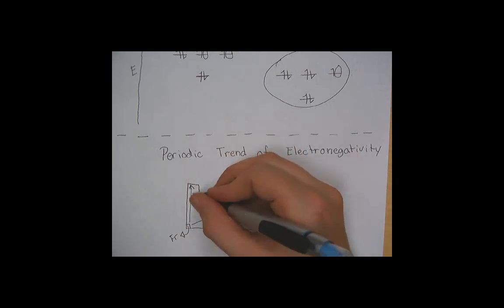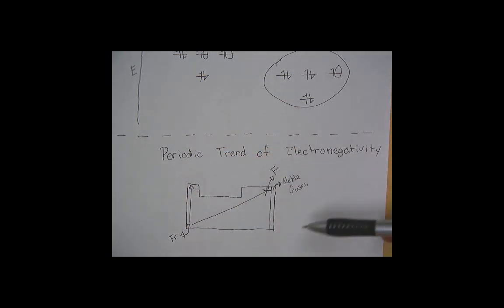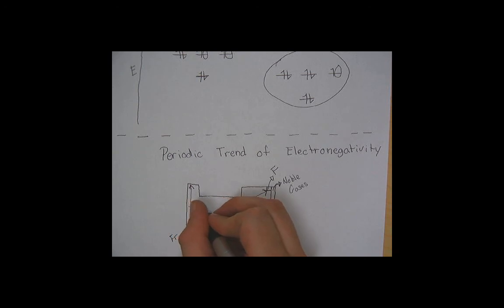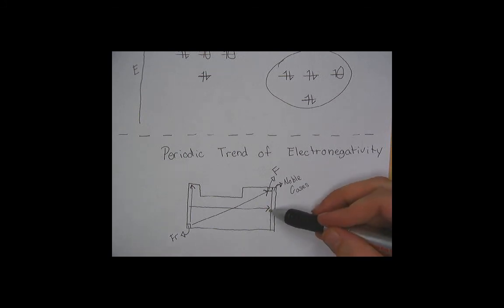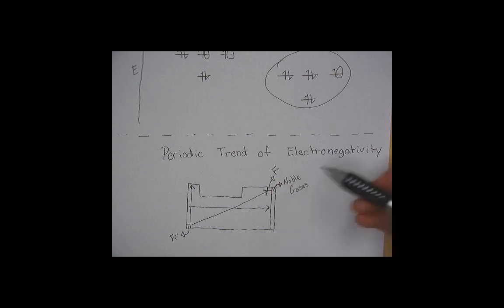So for any given group, the most electronegative member of that group is the one at the top of the column. And it increases as we go right across the periodic table. So for any given row, the most electronegative member of that row is to the far right of the periodic table, but not including the noble gases. Because we're keeping in mind that the noble gases have very low electronegativity.